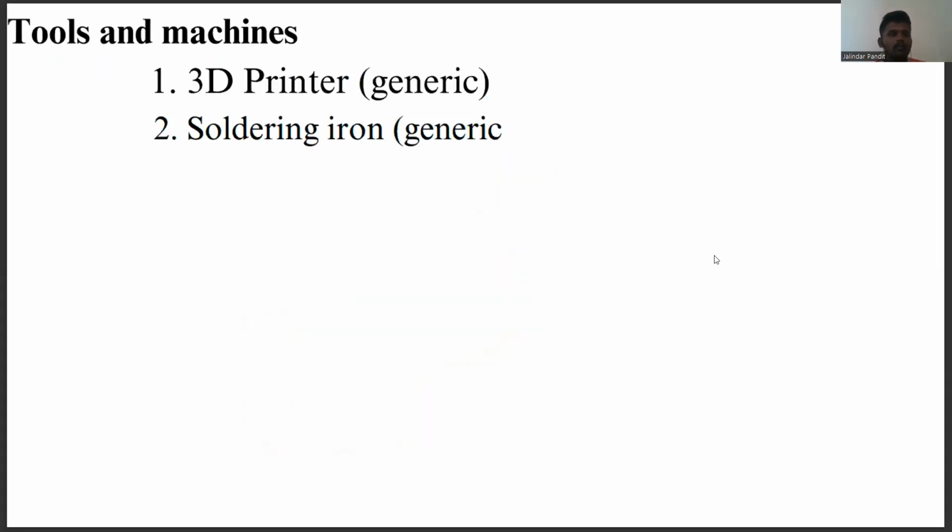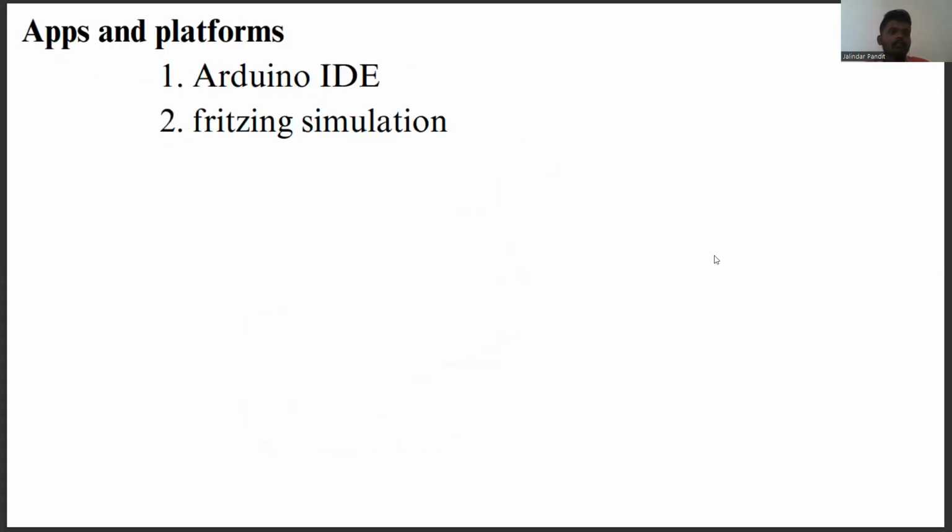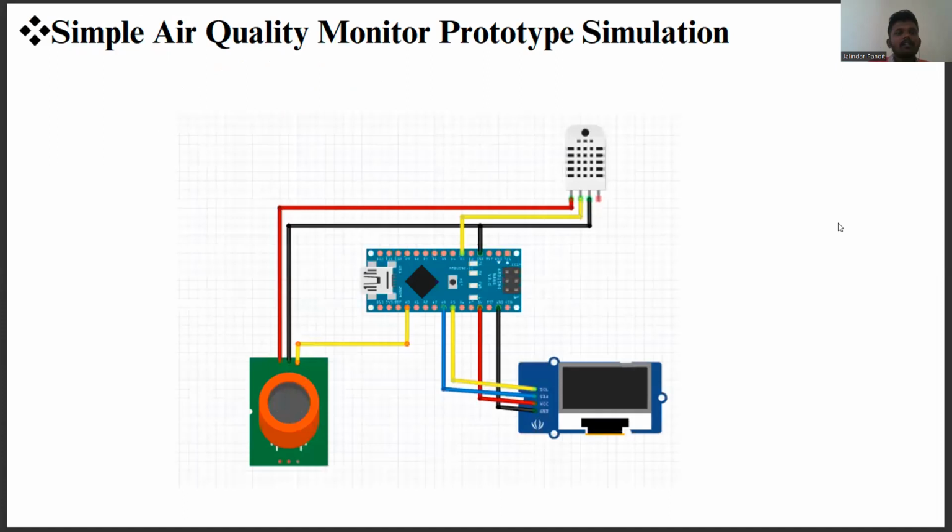So these are the tools and machines: 3D printer and soldering iron. And these are the apps and platforms: Arduino IDE, this is the programming tool, and Fritzing is a simulation tool. A prototype simulation has been created, the simple air quality monitor prototype simulation.